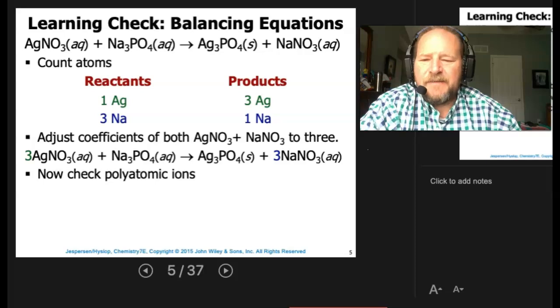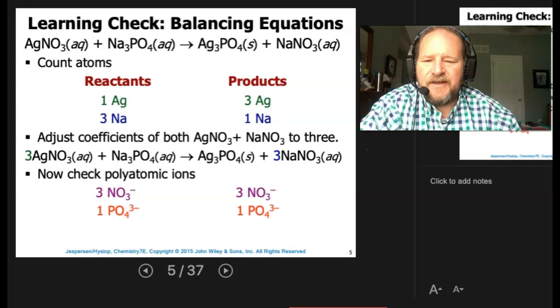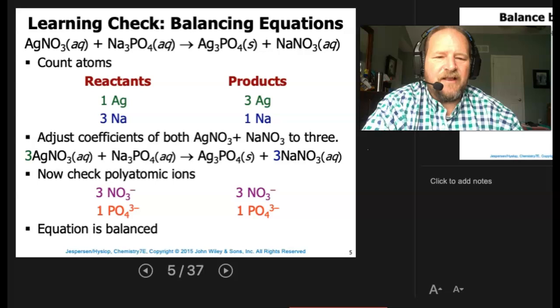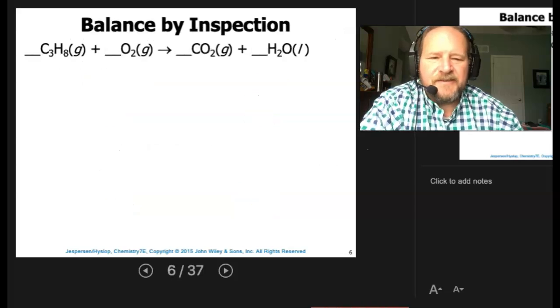Now we can check the polyatomic ions just to make sure they worked out. We have 3 nitrates on one side, 3 nitrates on the other, one phosphate, one phosphate. So once again, the equation is balanced. All right, so try balancing this one by inspection.